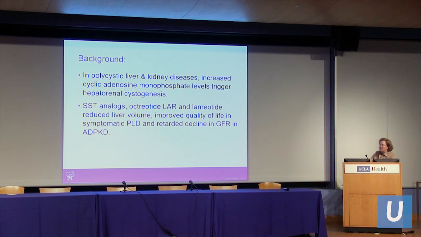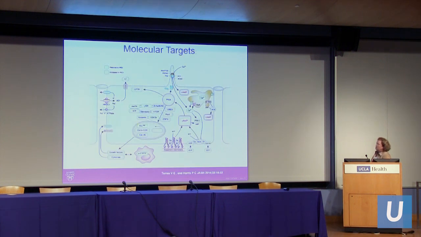Now, somatostatin analogues, in particular, we have a lot of experience now with octreotide long-acting injectable therapies, but other groups in Europe, and it's available in the United States for treatment, use lanreotide. And these drugs have been shown in several small studies, which I'll summarize in the next slide, to improve the quality of life in symptomatic polycystic liver disease. And they retarded decline in kidney function in ADPKD in some small studies. These studies are summarized here, and there's more to come on this.